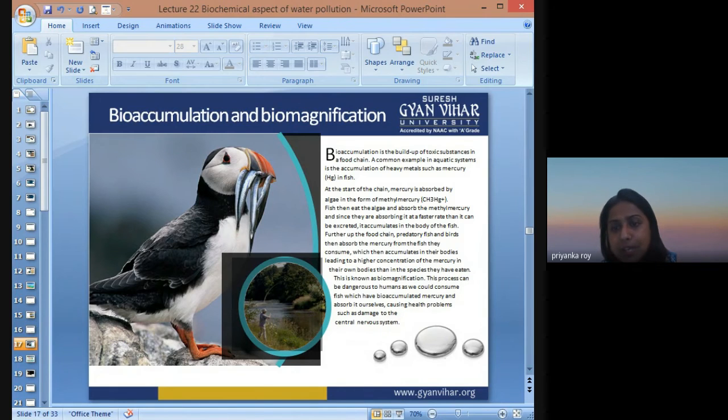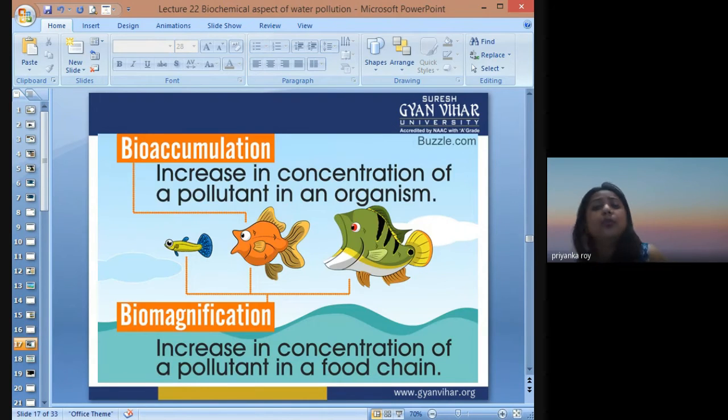Now this is known as biomagnification. So this process can be very dangerous for humans, as we could consume fish which have bioaccumulated mercury and absorb it ourselves, causing health problems such as damage to the central nervous system. Bioaccumulation is the increase in concentration of pollutants in an organism, and biomagnification is the increase in the concentration of pollutants in a food chain.